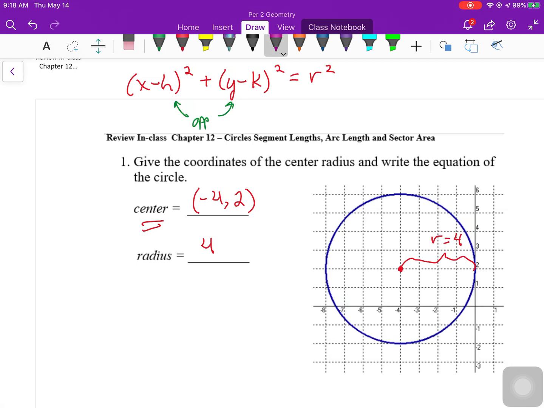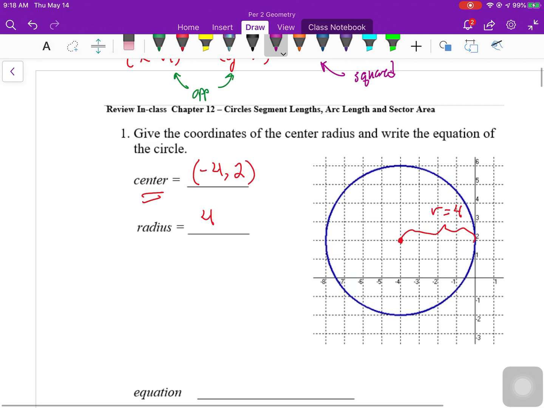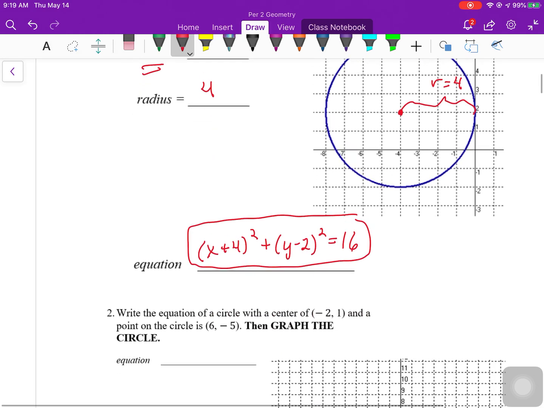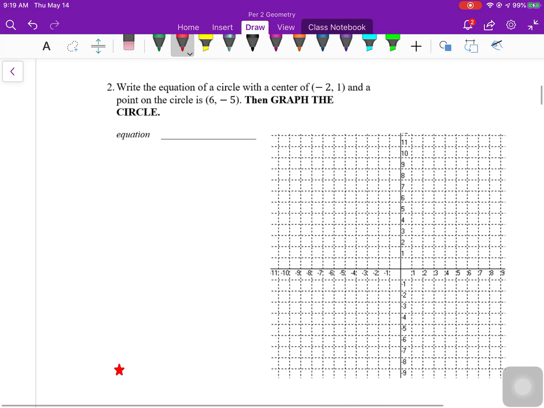Now keep in mind when we write the equation that inside these parentheses goes the opposite of the coordinates of the center point, and over here goes the radius squared. So don't forget that. When we go to write this equation then, they have a blank provided for us. So we're going to have x, and then the opposite of -4 would be +4, squared. And then for the y, the opposite of +2 would be -2, squared. And then on the other side, the radius squared would be 16. So that's writing the equation of a circle and locating its center and radius when they give you the graph.